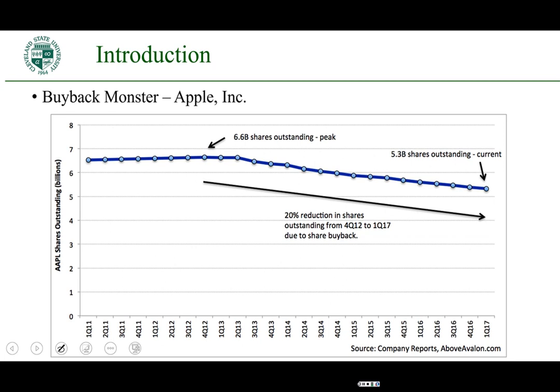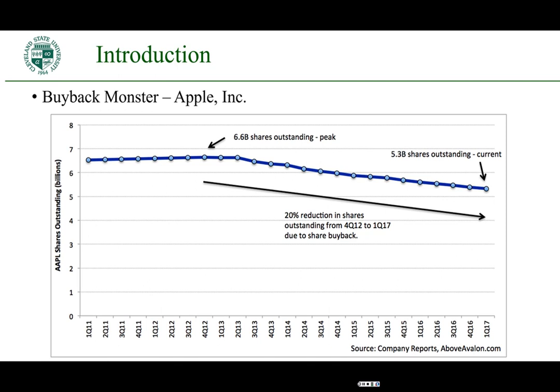And let me start with an example from Apple. A lot of the major investors and financial analysts consider Apple a buyback monster, since Apple has purchased more than 20% of its shares since 2012. It is expected to be on track to purchase another 30% within 3 years from now, starting at the end of 2017.